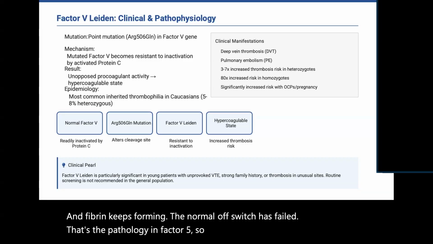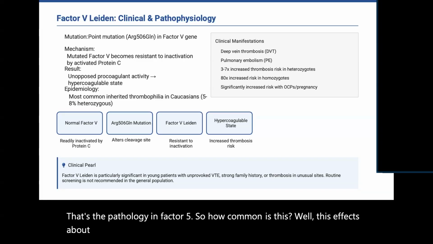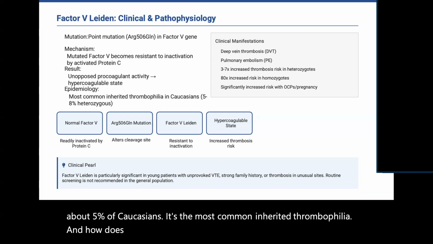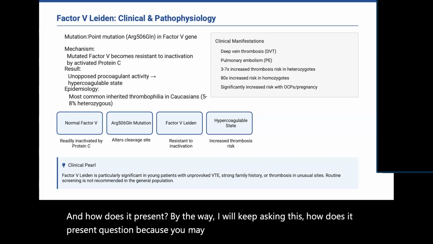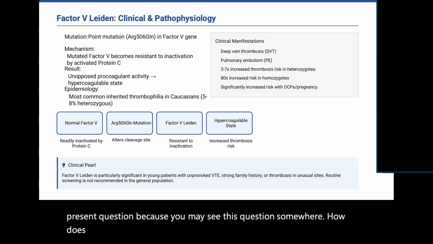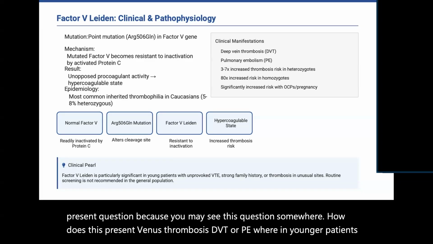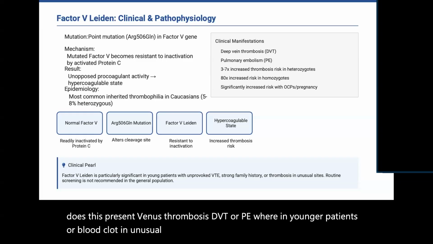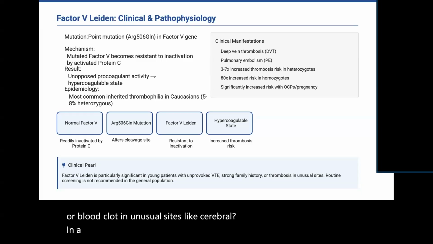So how common is this? Well, this affects about 5% of Caucasians. It's the most common inherited thrombophilia. And how does it present? By the way, I will keep asking this how does it present question because you may see this question somewhere. How does this present? Venous thrombosis, DVT or PE, in younger patients, or blood clot in unusual sites like cerebral venous sinus, mesenteric vein. Risks multiply when this gets combined with acquired triggers.